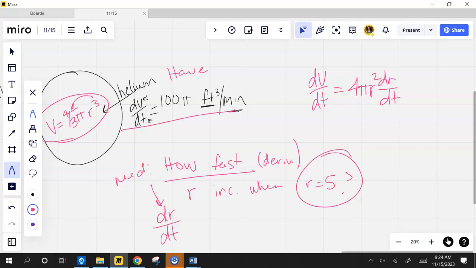So I know dV, and by the way, this could be negative. If the air was going out, that would be a negative 100 pi, right? But because it's going in, then it's increasing. You have to really read the problem. That's exactly right. All right, so it's what? No, it's not. They got 1.